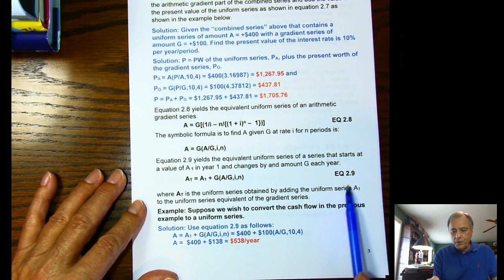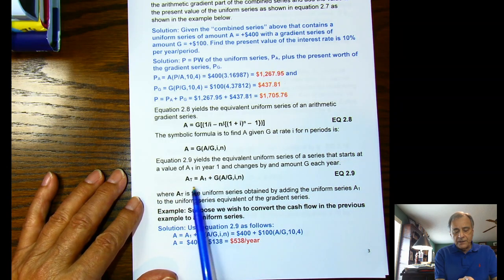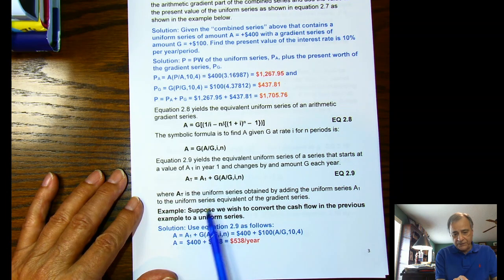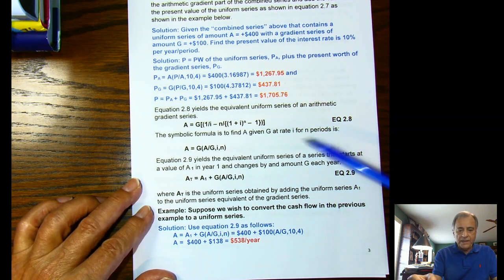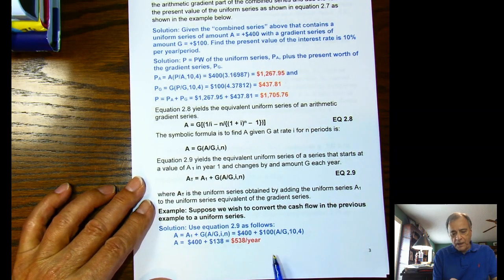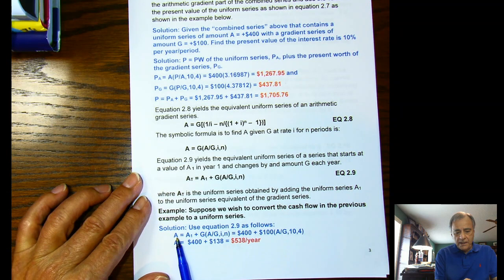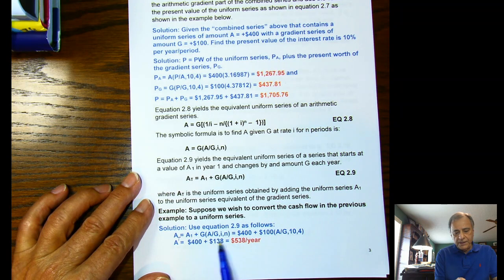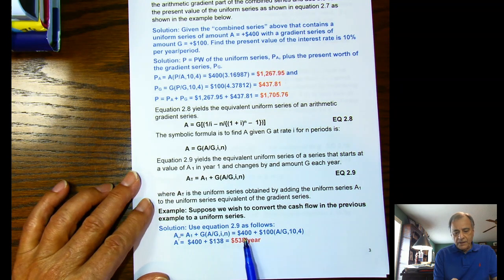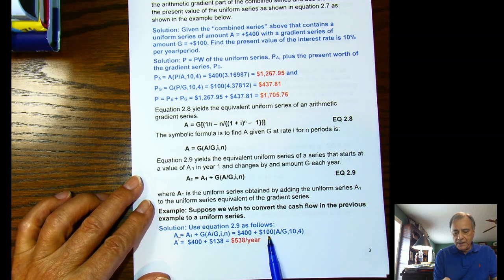We use equation 2.9, which says the total value of the uniform series is the value of the uniform part, that's A1, that's $400, plus the gradient part converted to a uniform series, and that's obtained using equation 2.8, or the symbolic form. And so I go here and I say A total equals A1 plus G, A given G, i, n. That's 400. The G is 100. A given G, this is 10% for 4 periods.